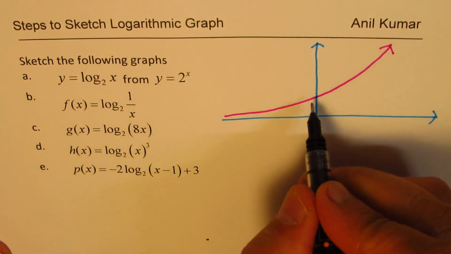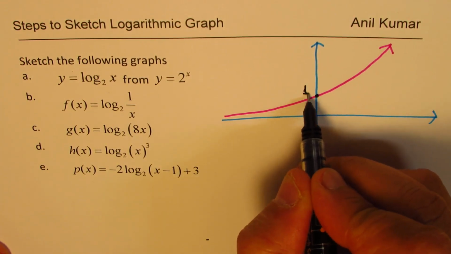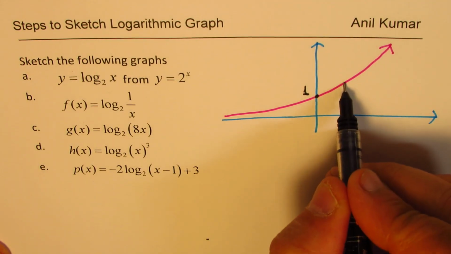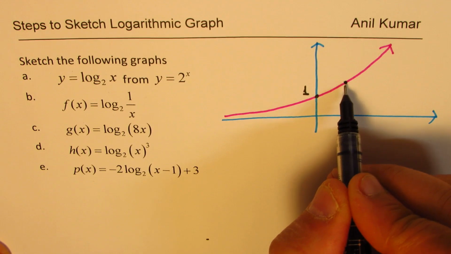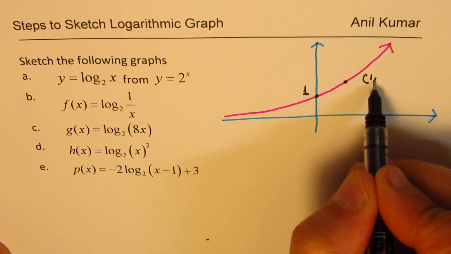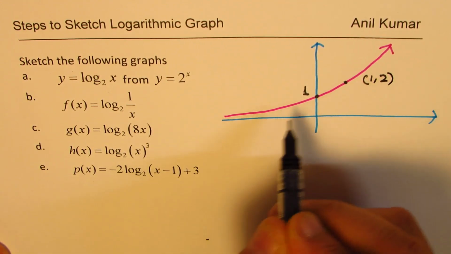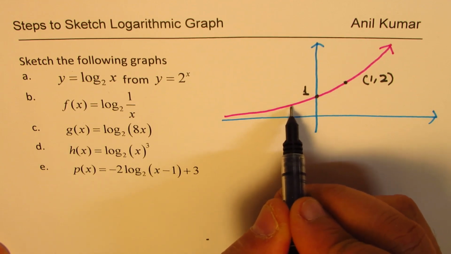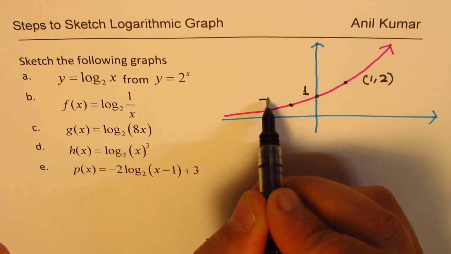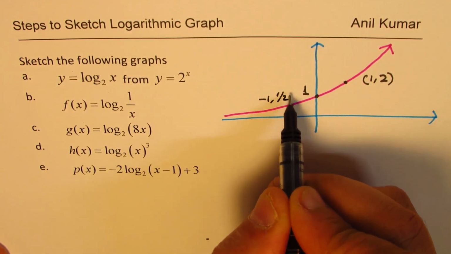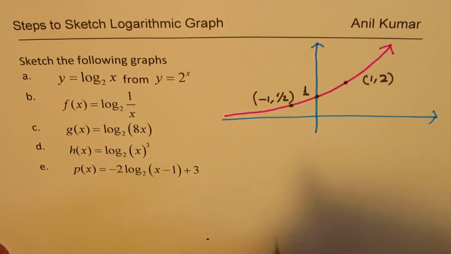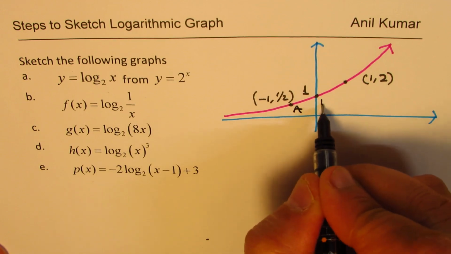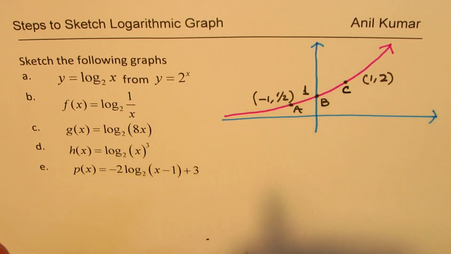Now, anything to the power of 0 is always 1, correct? Anything to the power of 1 will be the base itself. So this point, which I could write as 1, 2, and anything to the power of minus 1 is the reciprocal, so minus 1, 1 half, correct? So we get these three very important points. Let me call these points A, B, and C, okay?